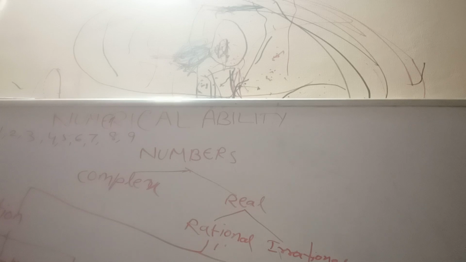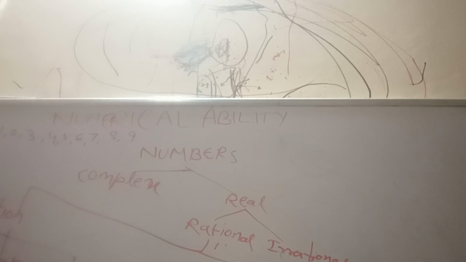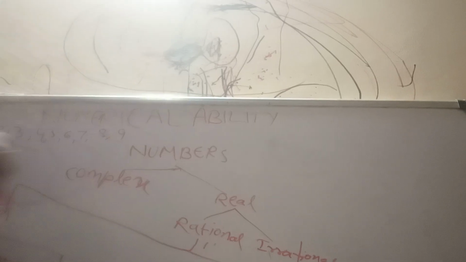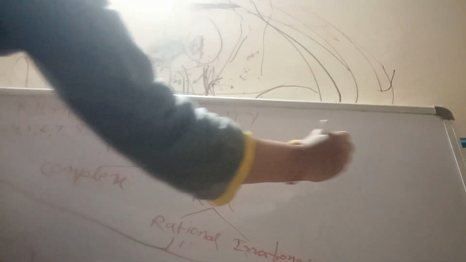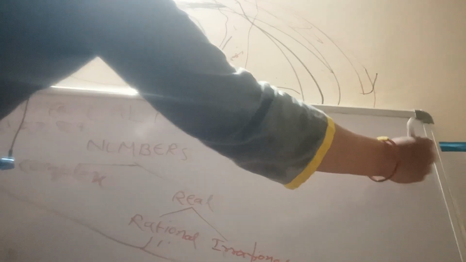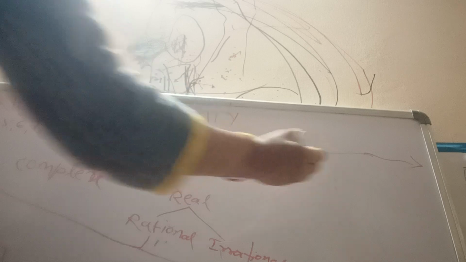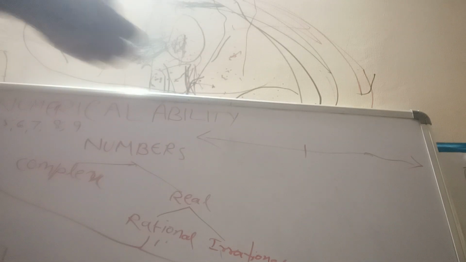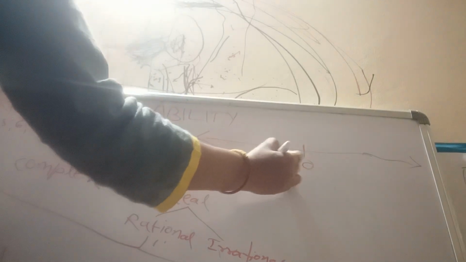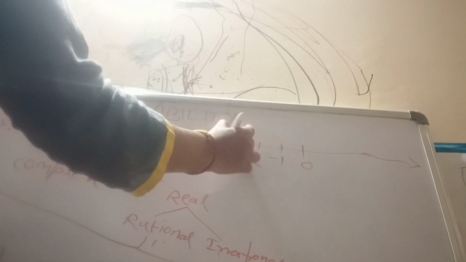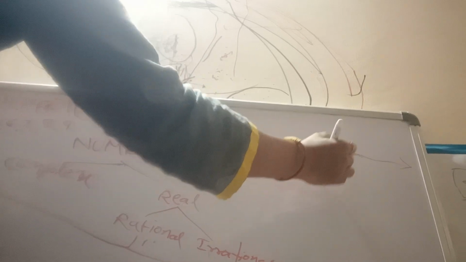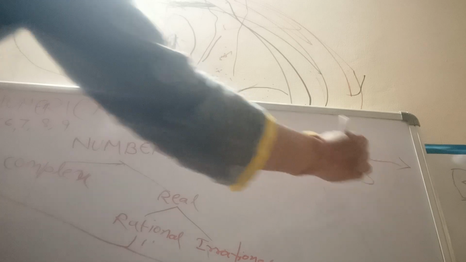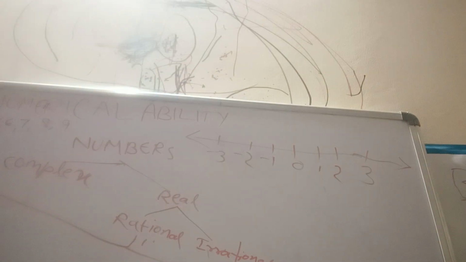Real number. How do we know real number? Real number means, suppose we are making a number line like this. Middle portion is 0. This is -1, -2, -3, 1, 2, 3. This is the total real number. Okay.